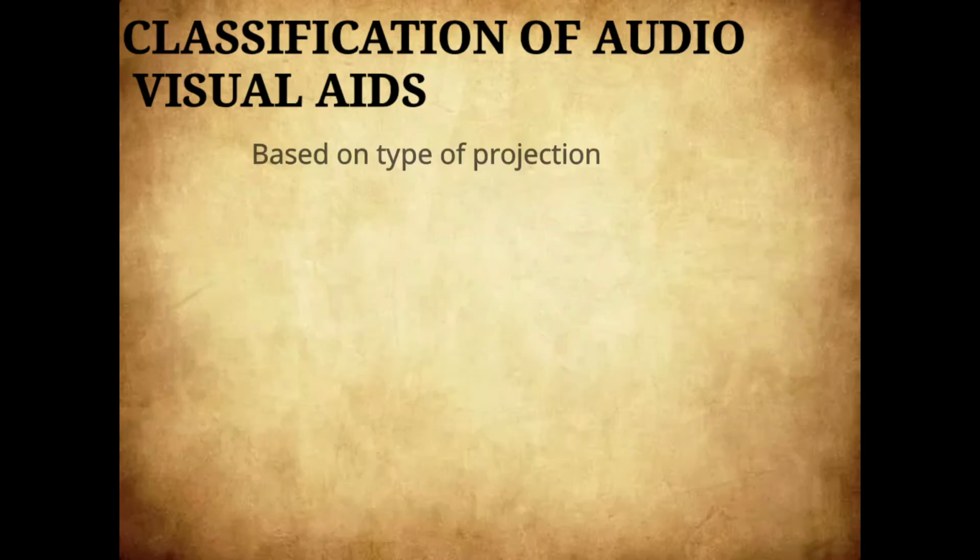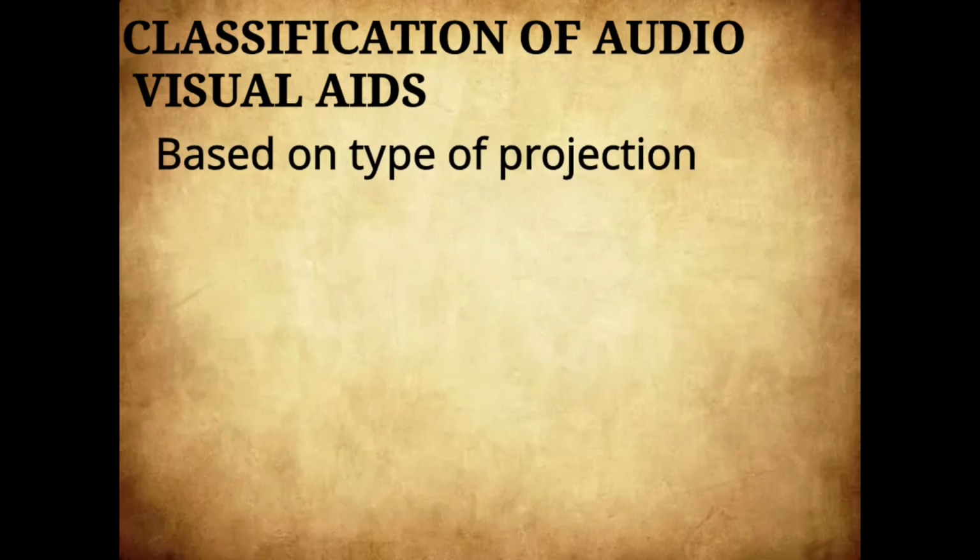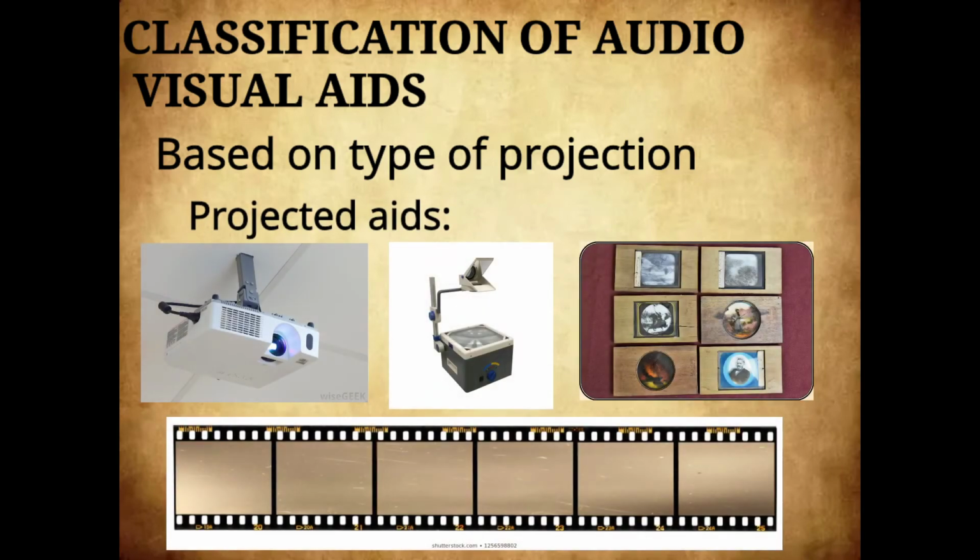Second classification is based on type of projection, which consists of projected aids or projecting visuals on screen, like silent motion pictures, film strips, magic lanterns, micro projection, slide projection, opaque, and overhead projector.